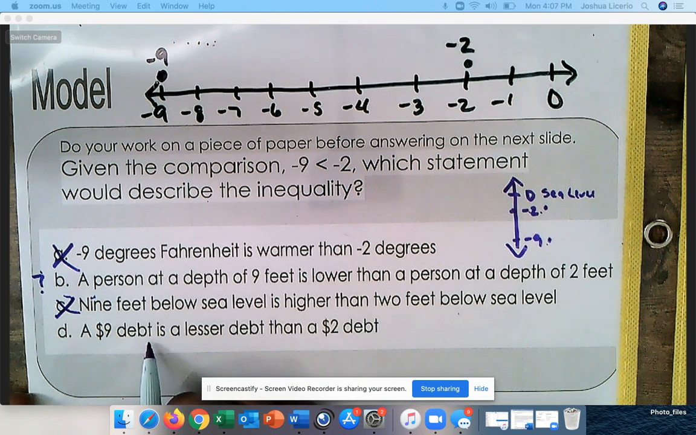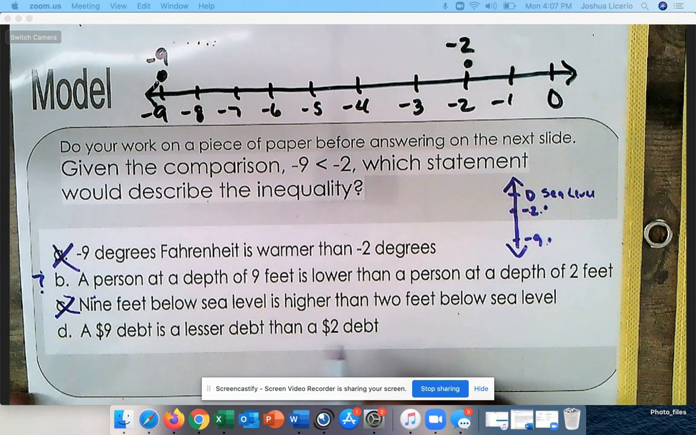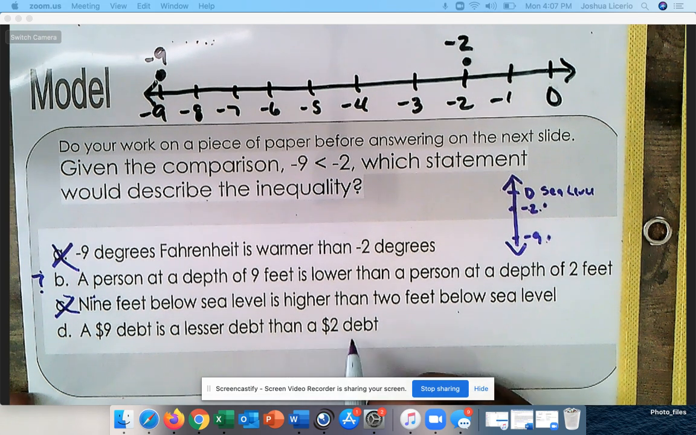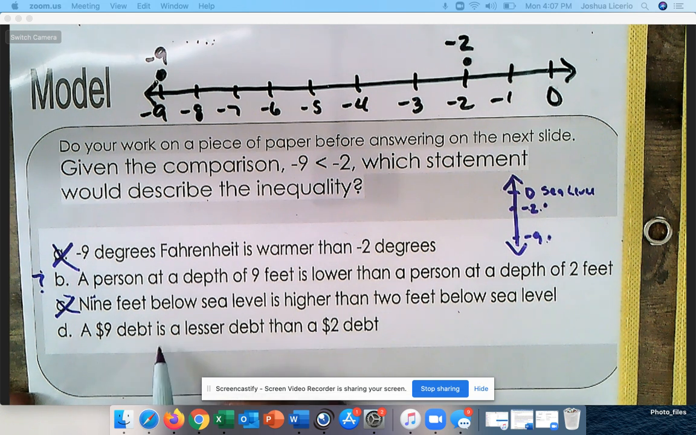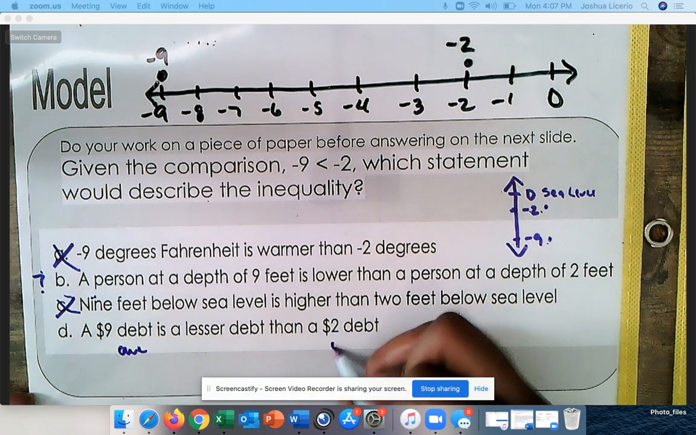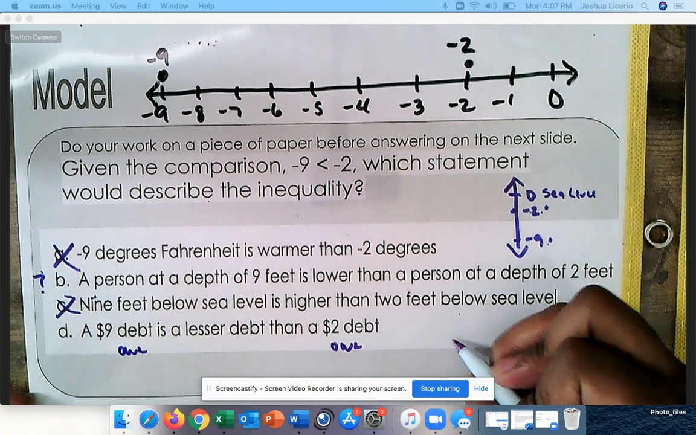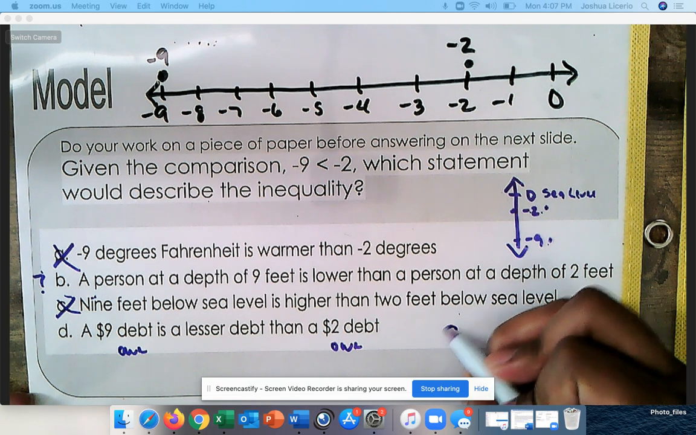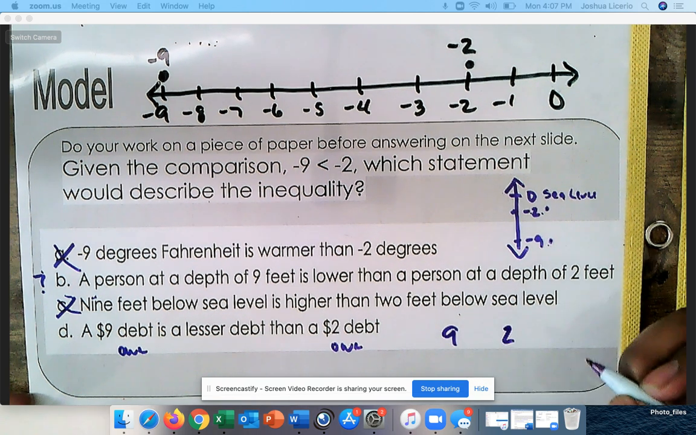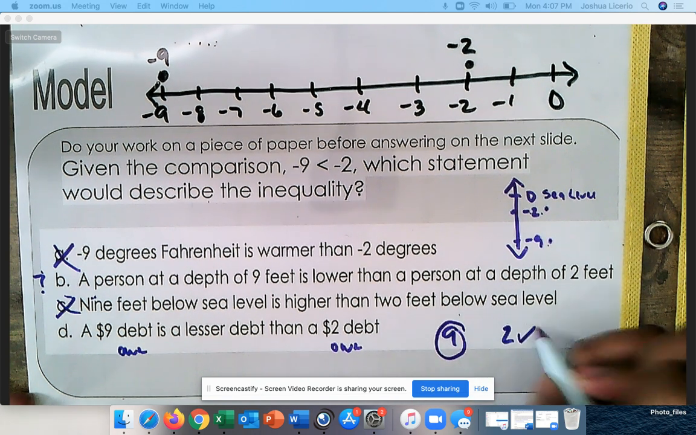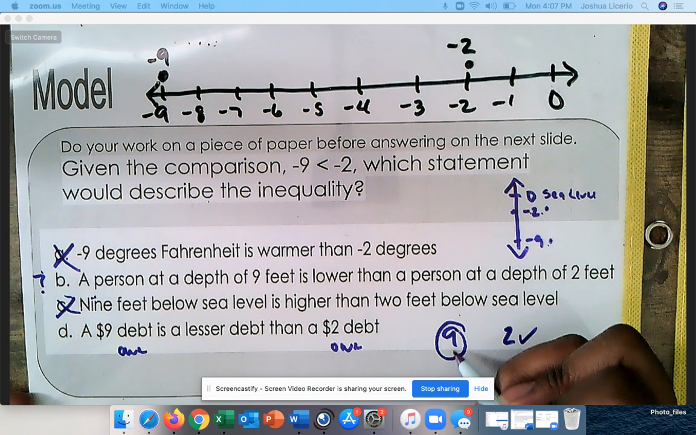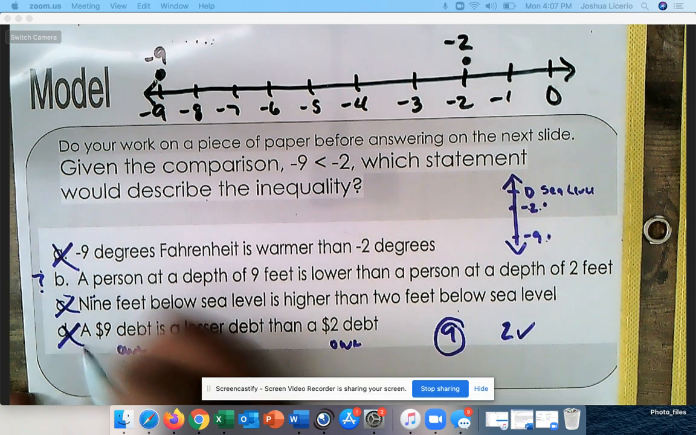D: A $9 debt is lesser debt than a $2 debt. Well, remember, debt just means that you owe money. Do you owe less money if you owe $9 compared to $2? No, you actually owe more when you owe $9. $2 would be nice. That's actually a good debt. $9 is kind of a lot. So D doesn't make any sense.